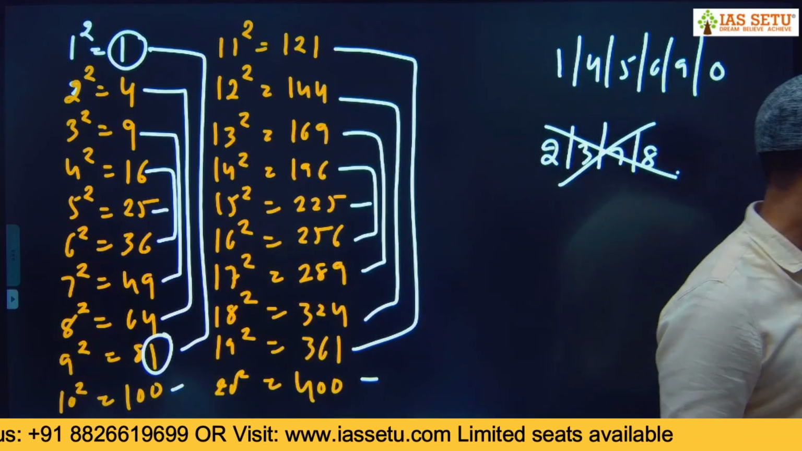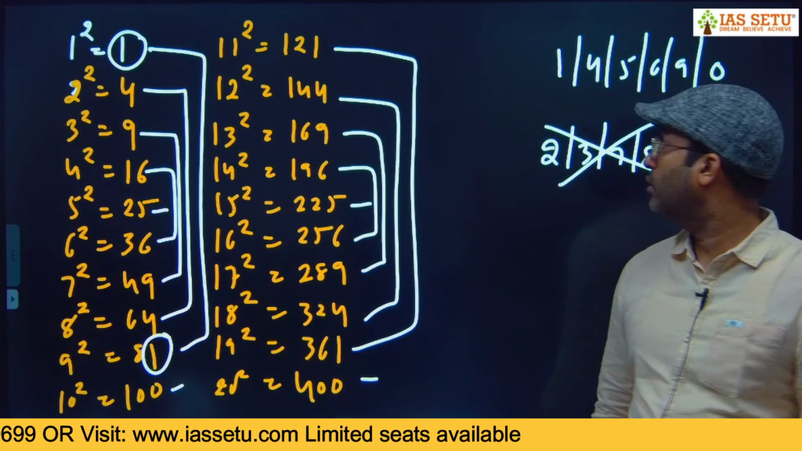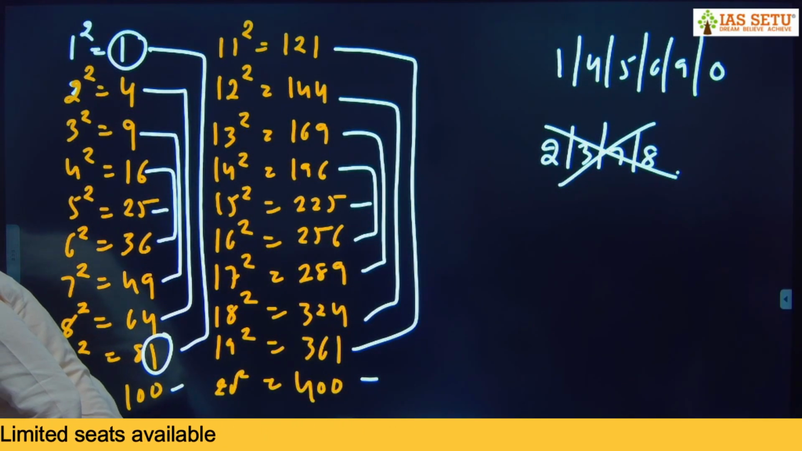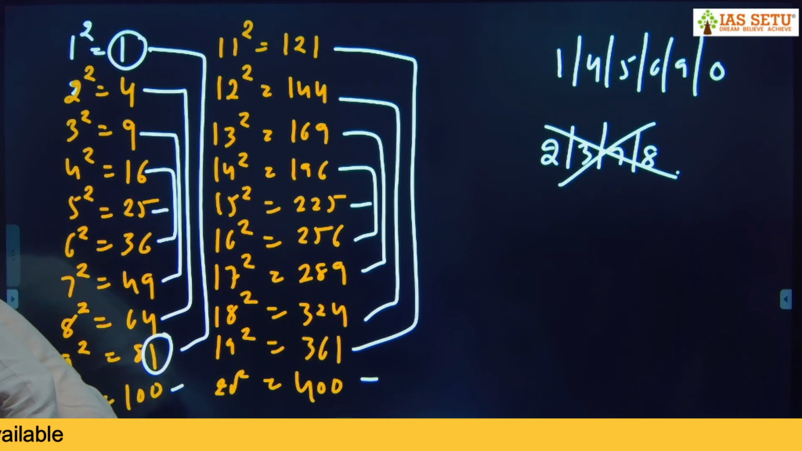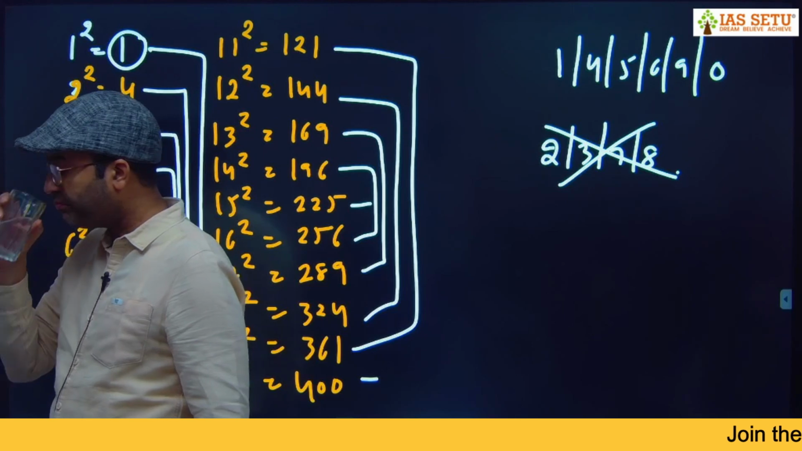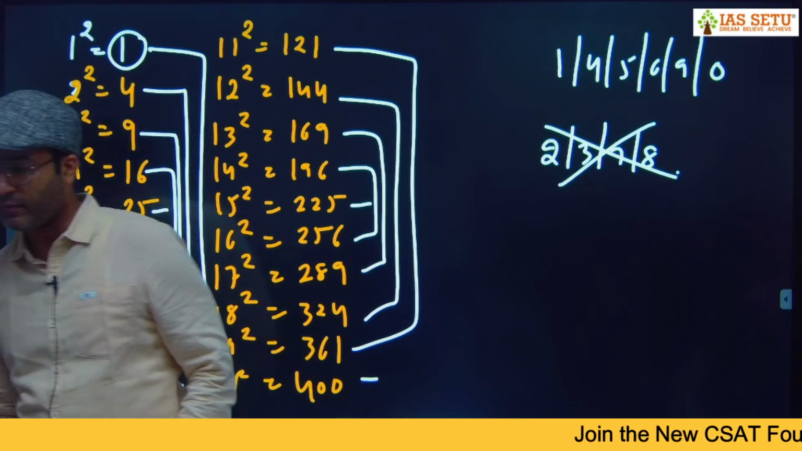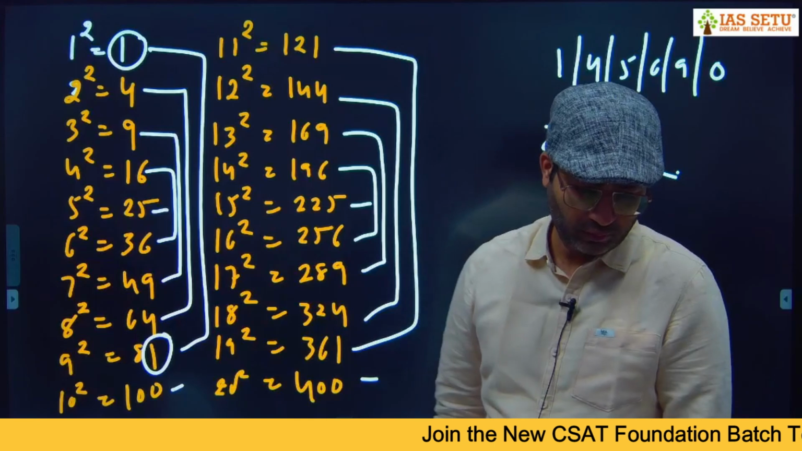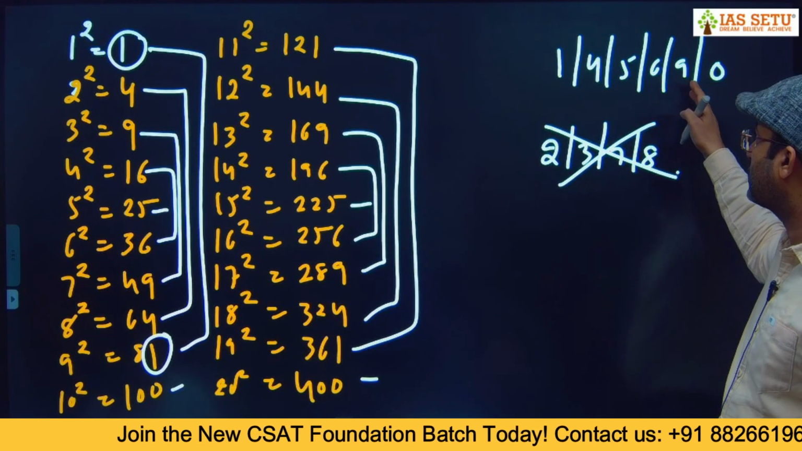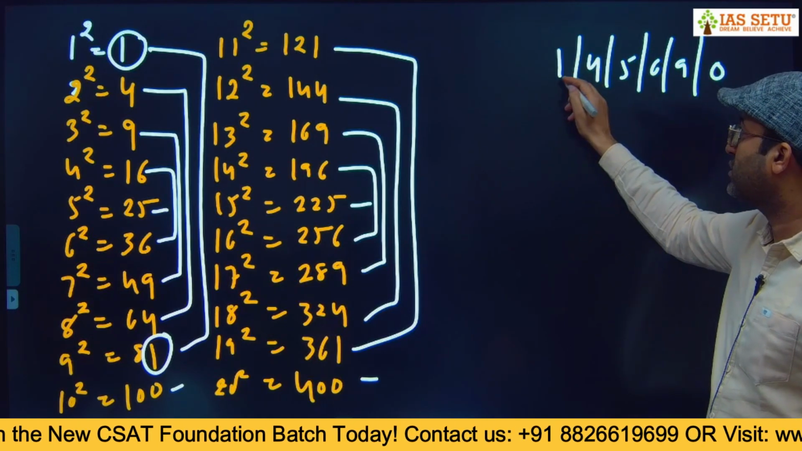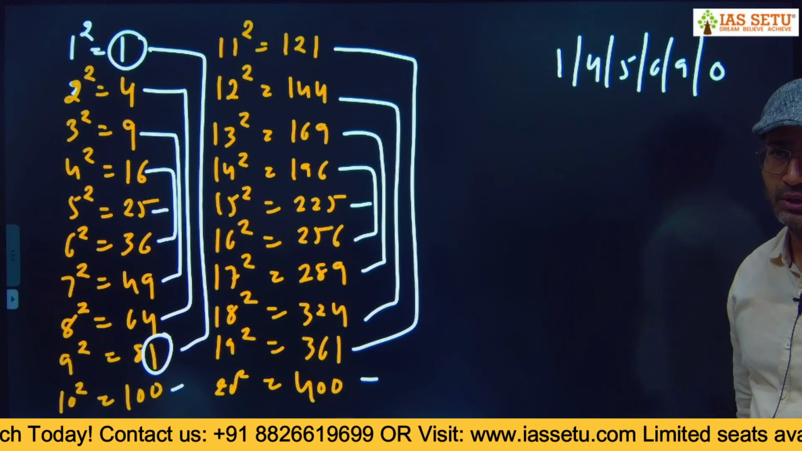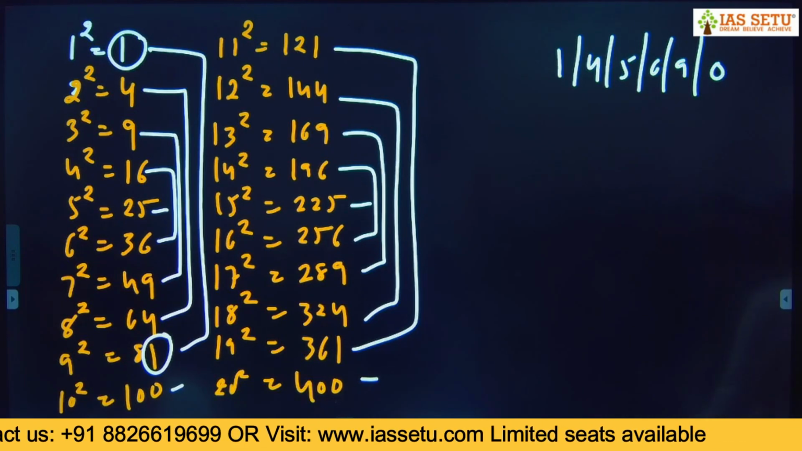Unit digit of a perfect square number is always either 1 or 4 or 5 or 6 or 9 or 0. Or write it like this: is always 1 slash 4 slash 5 slash 6 slash 9 slash 0.